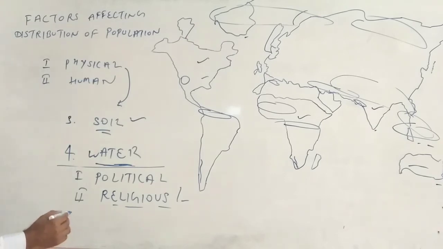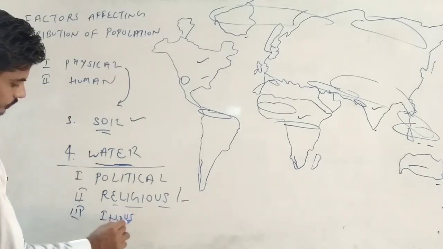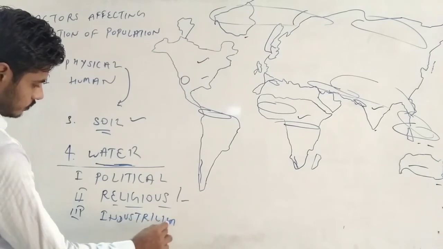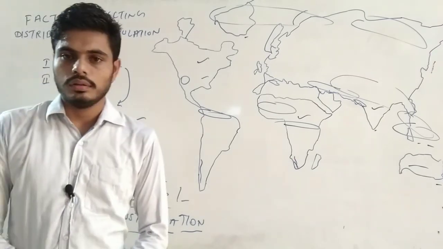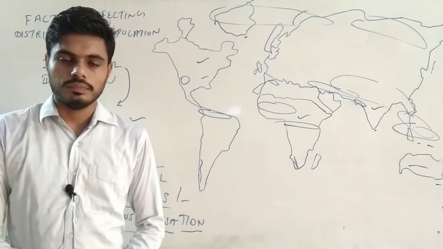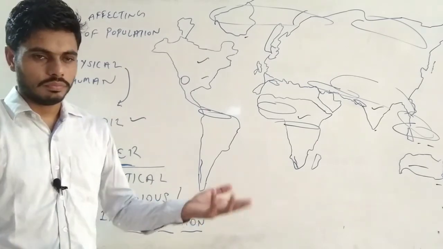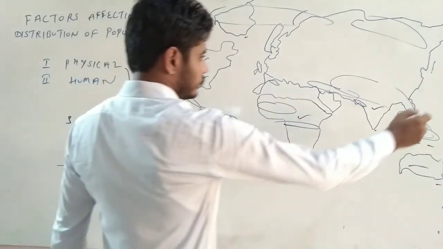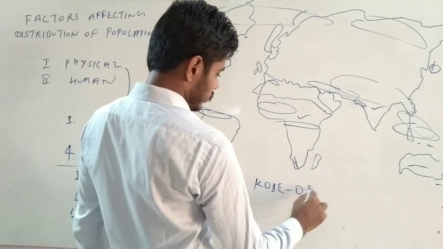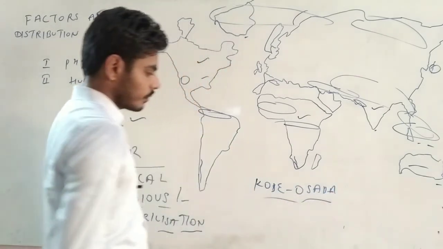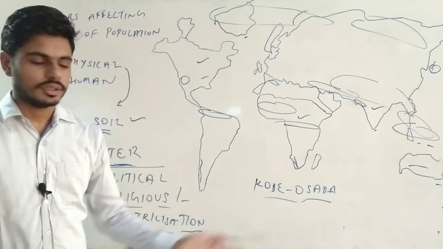Our third one is industrialization. If an area is urbanized and has a lot of industries, they give a lot of employment to the people. So people from different areas will migrate to those places. In Japan, there is a special region, Kobe Osaka. This is famous for industrialization and urbanization, so the population of this place is very high.